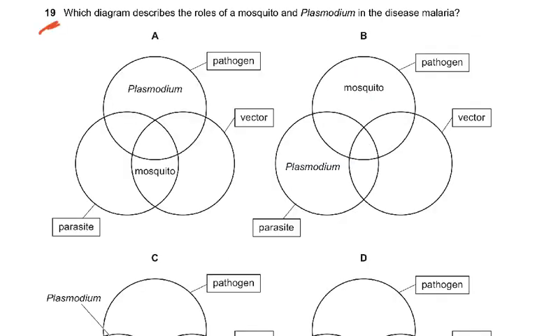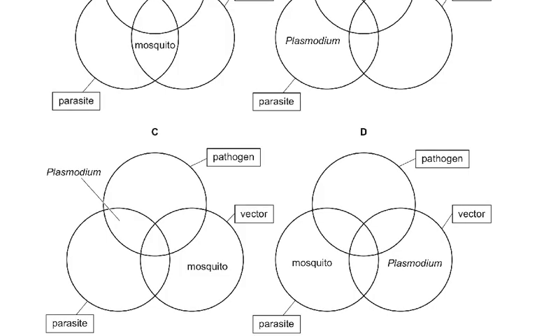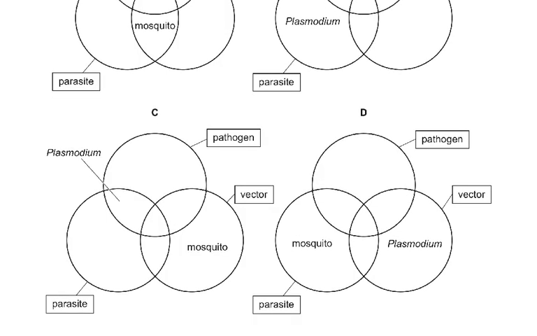Now, question number 19. Which diagram describes the role of a mosquito and plasmodium in the disease malaria? Now, we all know plasmodium is number one, a pathogen, and number two is also a parasite. The role of the mosquito is that it's a vector, the female in fact, not any mosquito, only the female Anopheles mosquito, so a certain species of it. So the plasmodium is a pathogen and a parasite, so the answer is C, and the mosquito is only a vector.